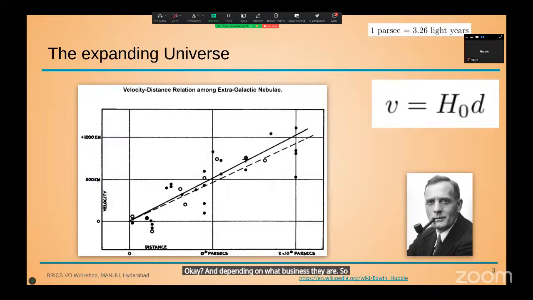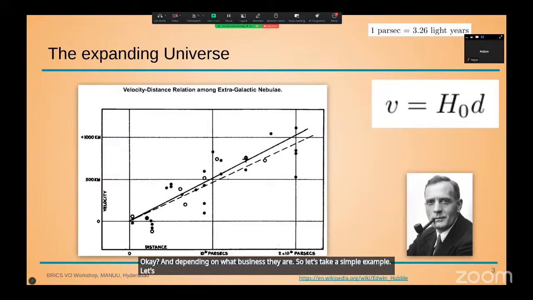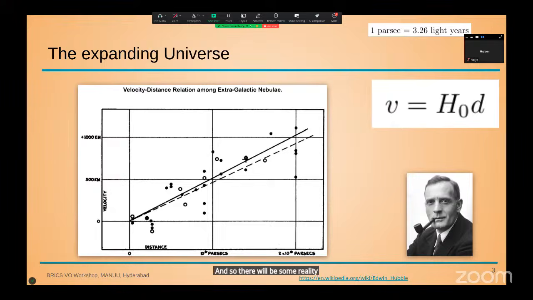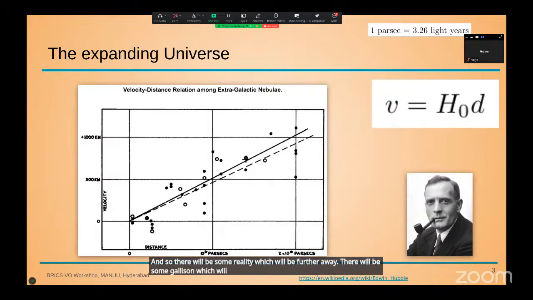So let's take a simple example. Let's suppose that all the galaxies in the universe were not at all expanding. They were just lying around in some space. Then what do you expect? There will be some galaxies which will be further away, some which will be nearby, and they will have some random motions, because sometimes there is another galaxy to which they get attracted, sometimes in this direction, sometimes in your direction, sometimes in a third direction.